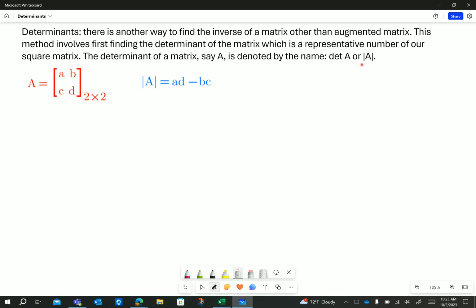Now, to find the determinant of a 2x2 matrix, what you will always do is take the difference of some products. A and D are the elements here and here. You will multiply those two elements, get an answer, and then always subtract the multiplication of the other diagonal product of elements. So you are multiplying A times D, and then subtracting the product of B times C.